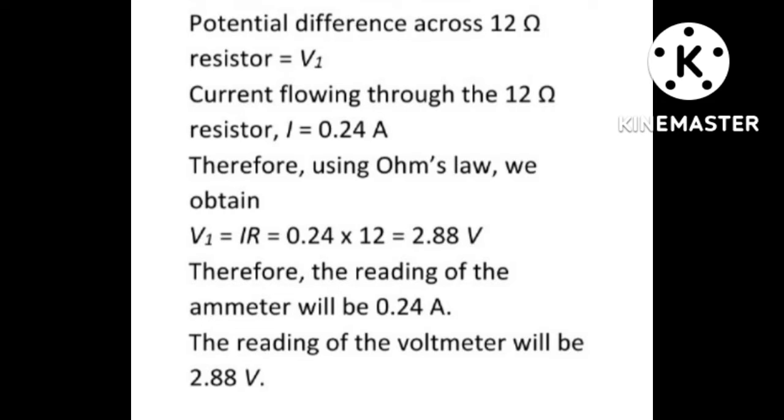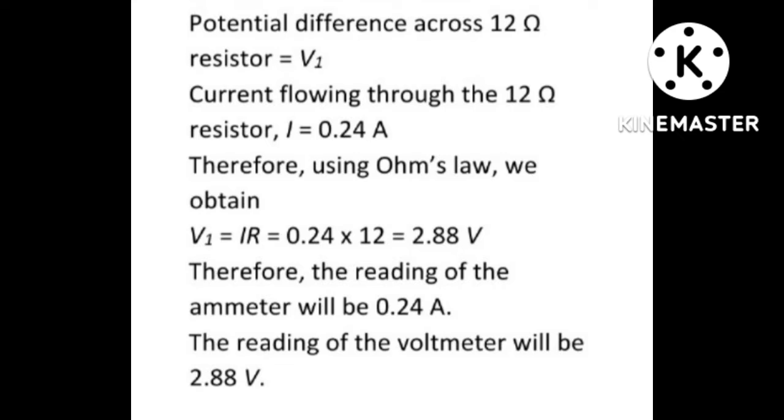Now in order to calculate the potential difference across 12 ohm, we can use Ohm's law again. Okay, so we have V is equal to IR. Here V1 we are calculating because only across 12 ohm we are going to calculate the potential difference. So V is equal to I into R. Here the value of current we have already calculated, that is 0.24, and R is 12. So we can find out the potential difference as V1 equal to IR, that will be equal to 0.24 into 12, that is equal to 2.88 volt.